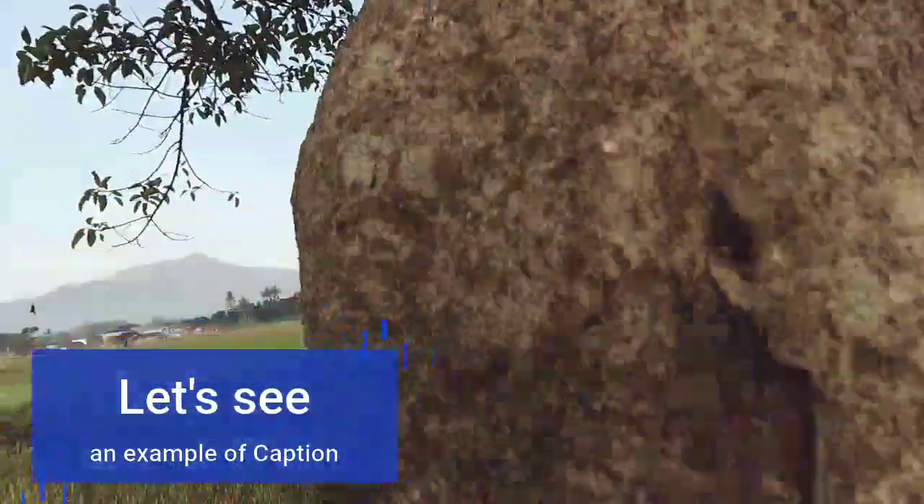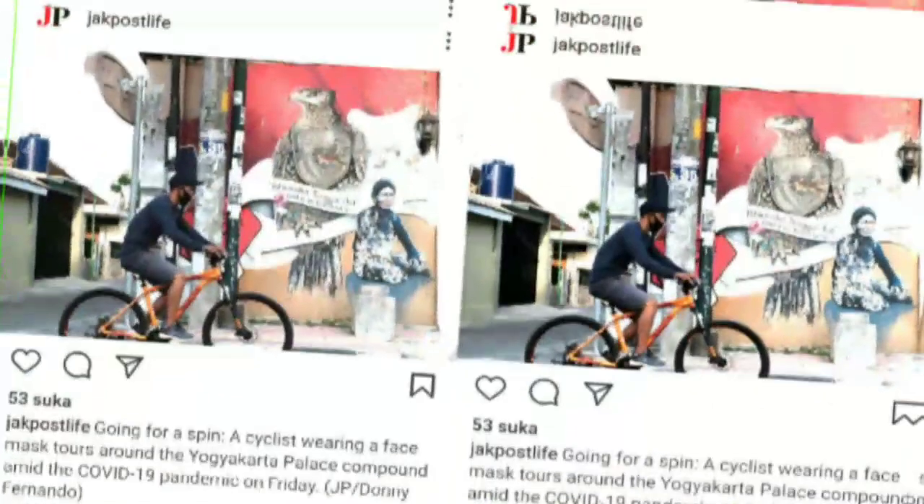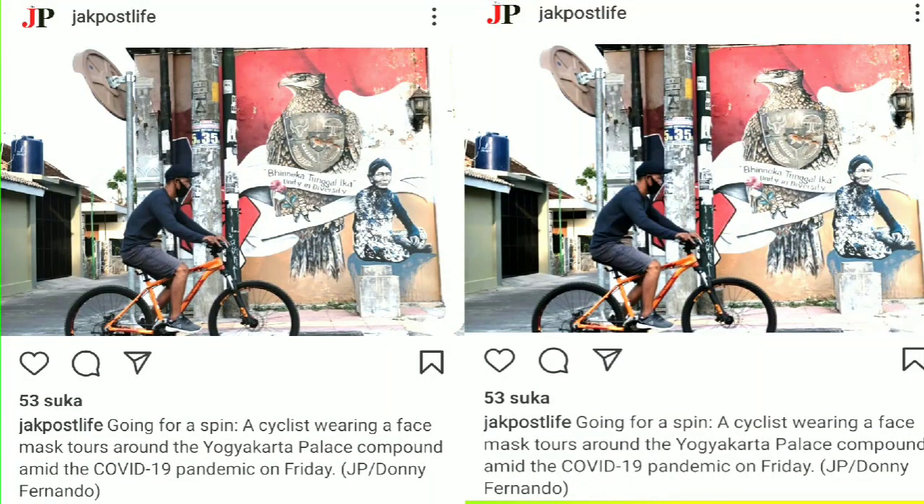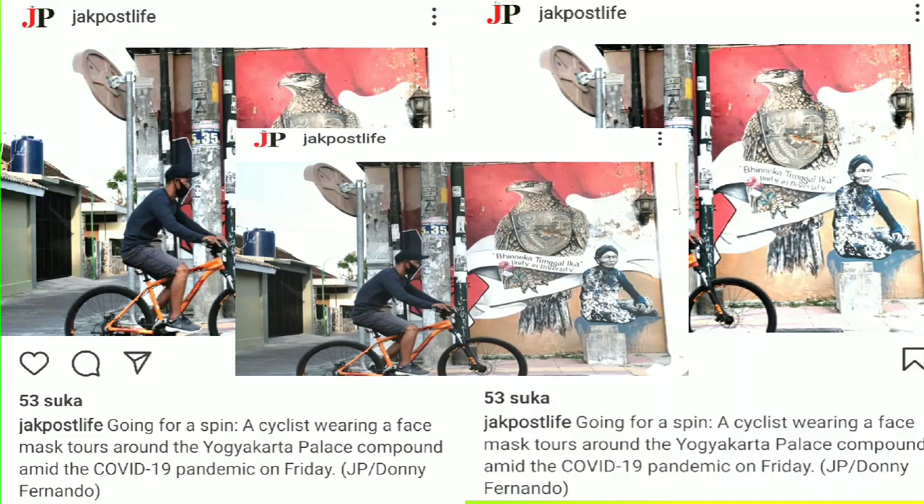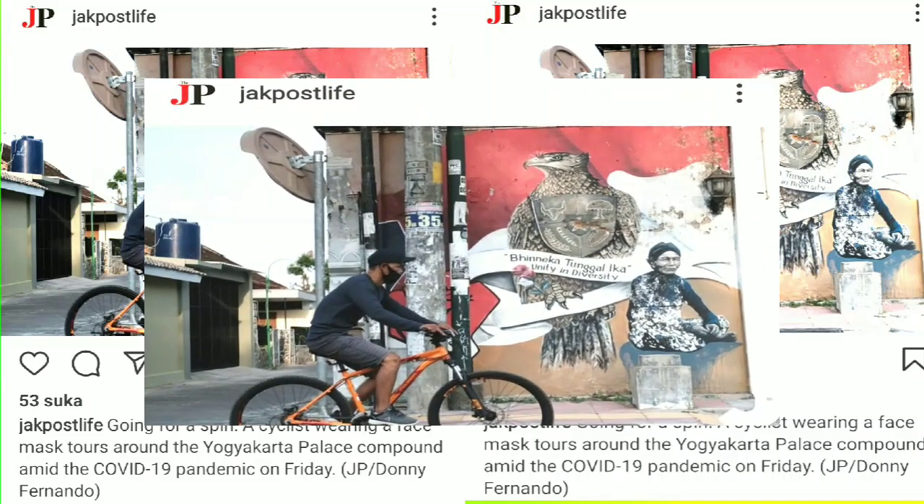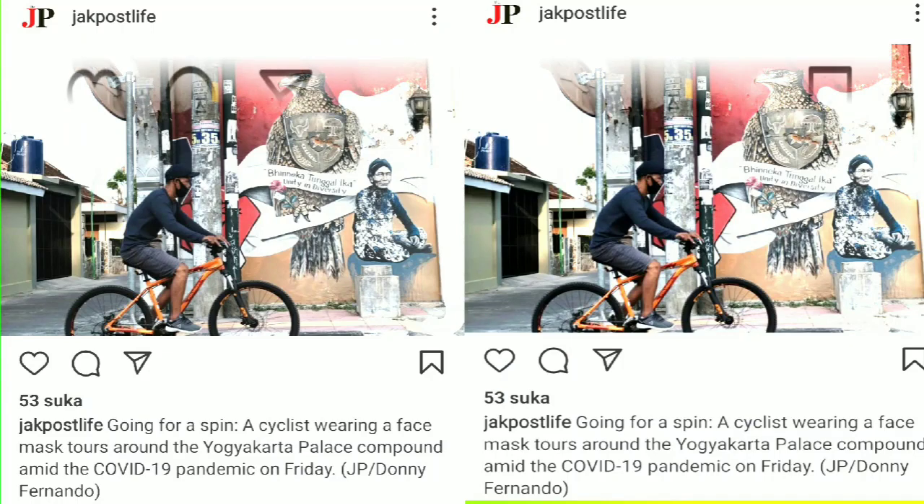Now, let's have a look at an example of a caption. So here we go. I got this picture from the Instagram of Jakpost Life. There is a cyclist wearing a mask because this is still in the pandemic era. Now let's see the caption.